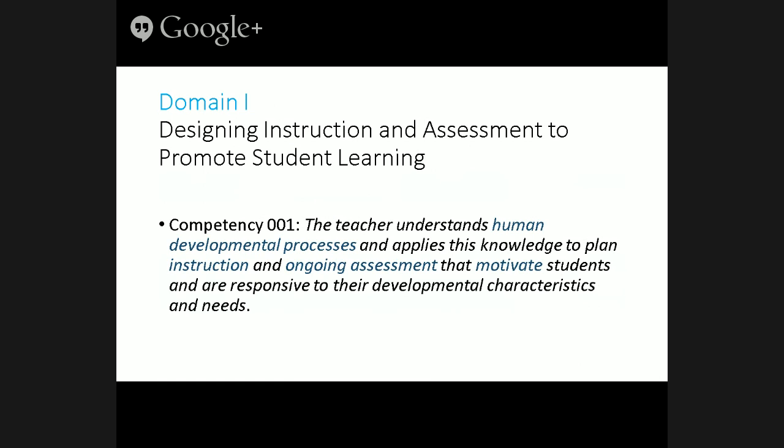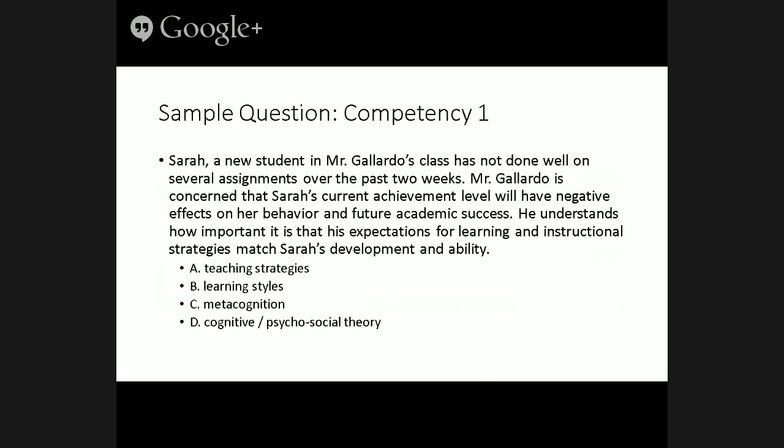Domain number 1. Let's highlight some of the key components in competency number 1. Human developmental processes, motivate through instruction and ongoing assessment. We're going to do this for every competency. Your homework is to make sure you understand and familiarize yourself with what every term means and implies. I'm giving you a minute to read and answer sample question competency number 1. When you're finished, please go to the next slide.